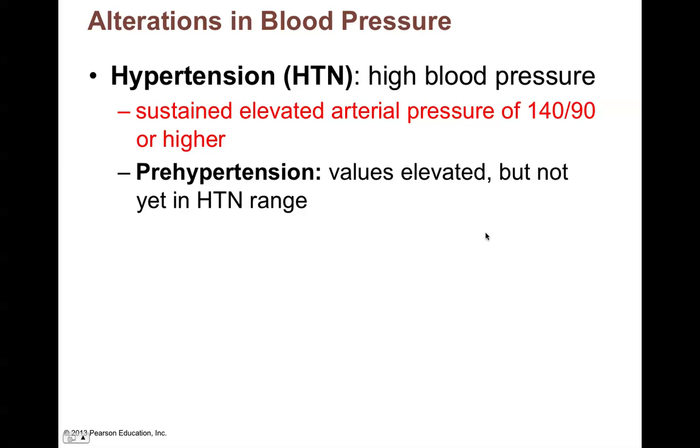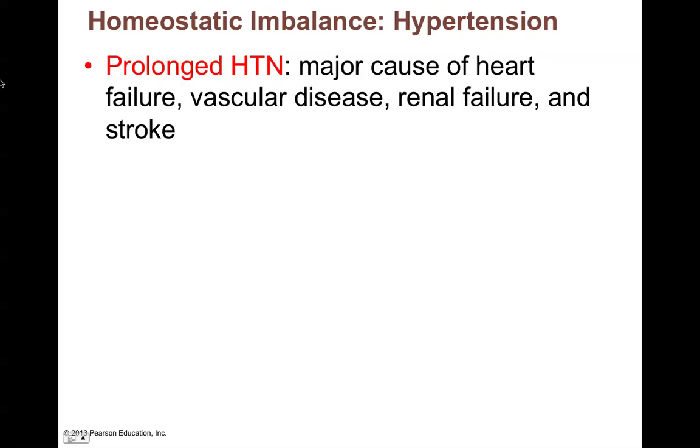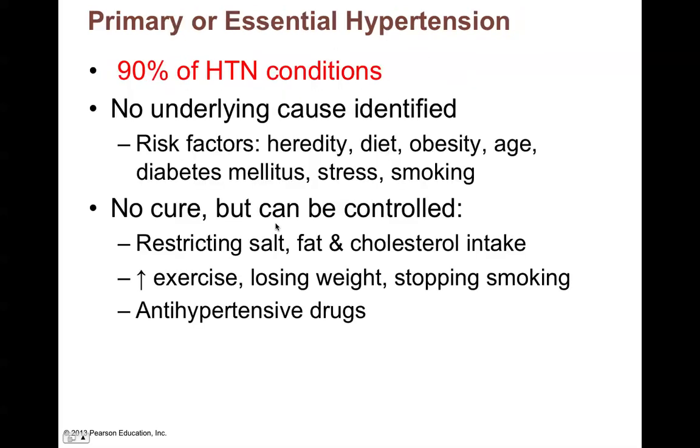Hypertension is defined as high blood pressure that is sustained elevated arterial pressure of 140/90 or higher. Prehypertension is also something that they're looking at, where the values are elevated but not quite to the point of 140/90. And this would be over a period, after more than one measurement, that you would actually define hypertension or prehypertension. Prolonged hypertension is a major cause of heart failure, vascular disease, renal failure, and stroke.